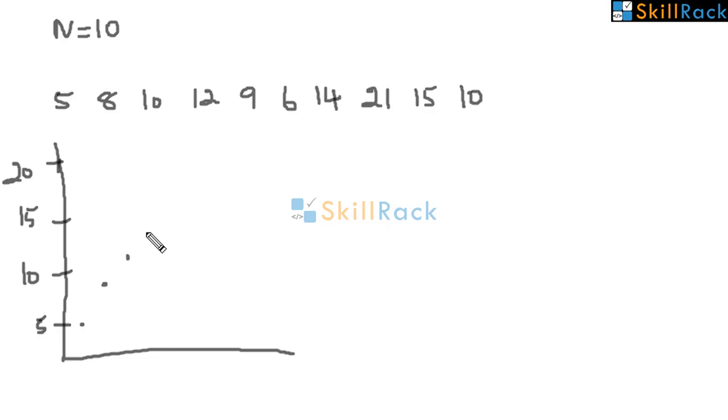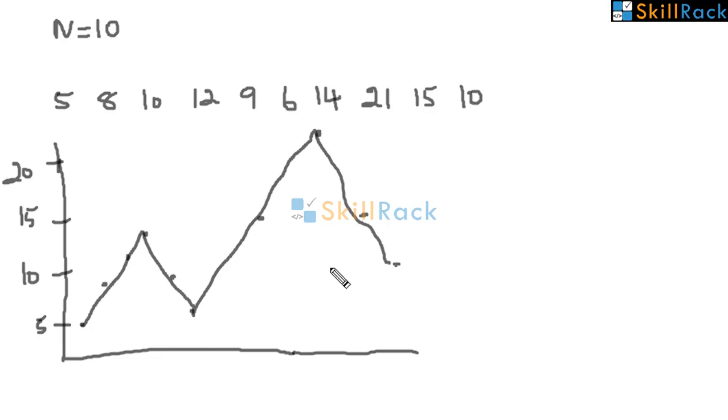Then it is 12, then it is 9, it comes down, then it is 6, then it is 14, then it is 21, then it is 15, then again it is 10. So when we are drawing this, it comes like this. We will have the values in the valley as 5 and then 6 here, and then it goes up to 21, 14 here, 15, 10, and here it is 9, 12, 8, 10.